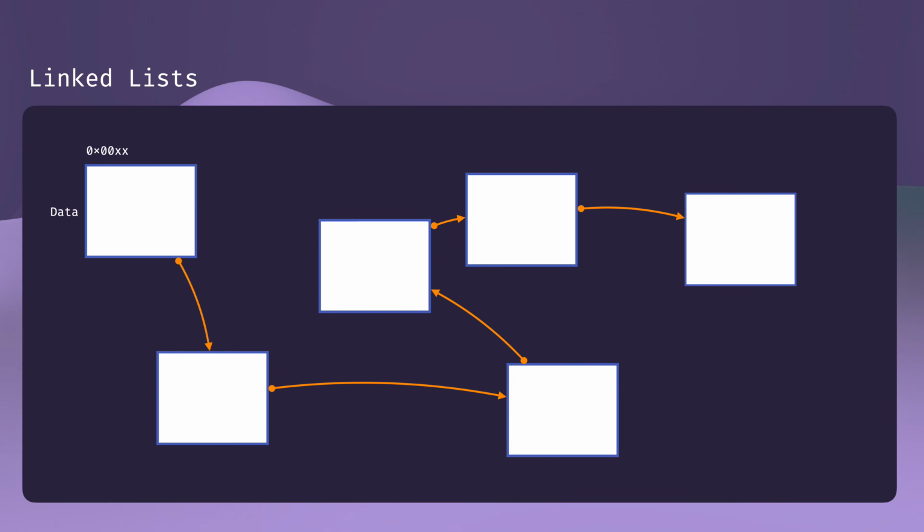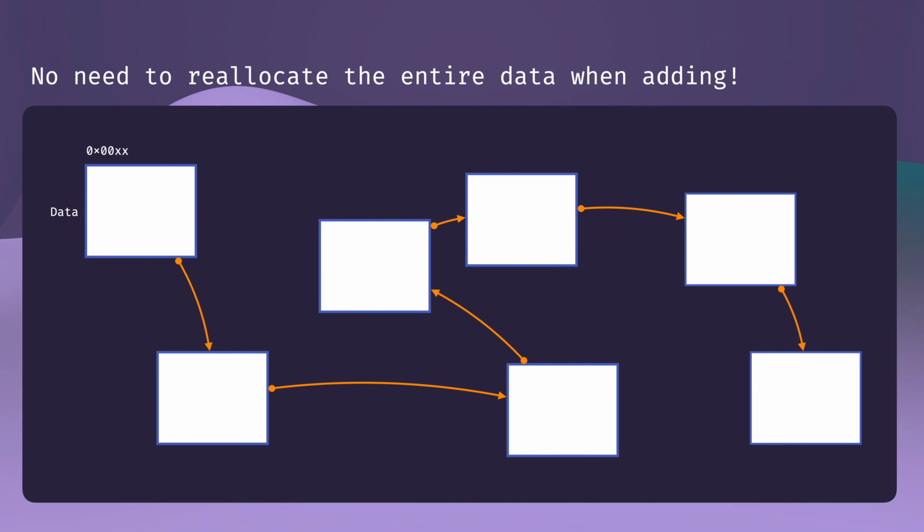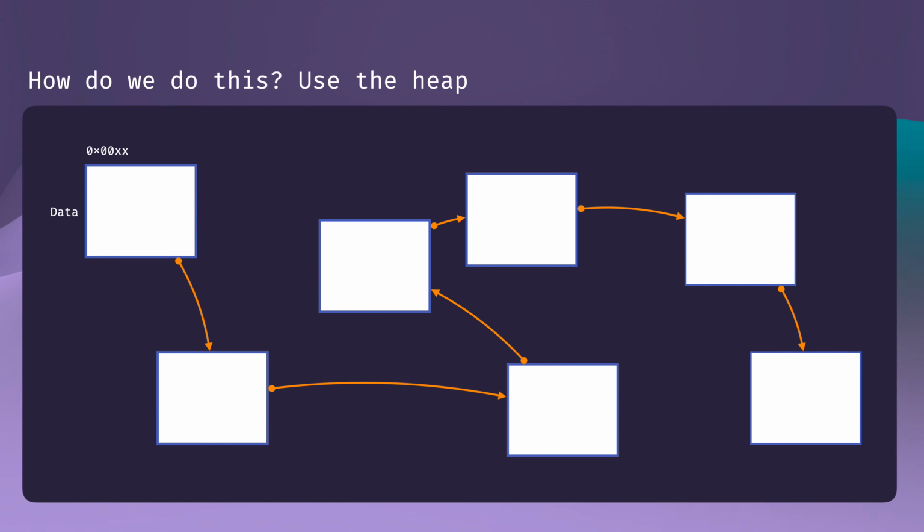Now if we want to add a new element, we simply do a new malloc just for a single struct and add it onto the end of our linked list. It's really cool because there's no need to reallocate the entire size of all the elements that you have. You can just allocate for one more allocation. So how do we actually do this? Like our dynamic arrays, it all occurs on the heap.